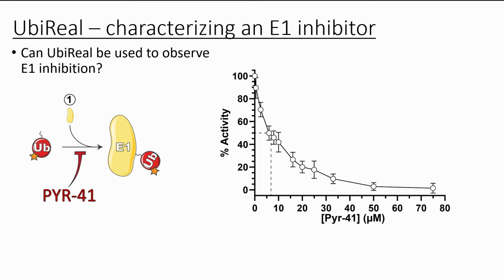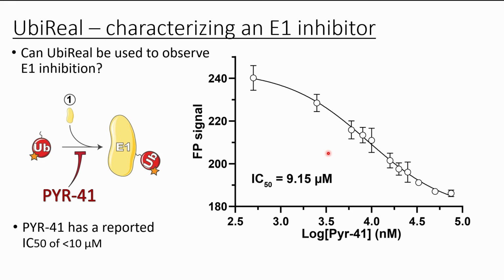And we were able to turn this into a nice IC50 plot right here, and calculate an IC50 value of 9.15 micromolar. Now this was actually pretty cool because it showed we could use UBReal to characterize one of these drugs, but it was also cool because PYR41 had previously reported a low resolution IC50 value of less than 10 micromolar, and this was done using a radioactive based gel. So already with our more elegant assay, we were able to calculate and characterize this drug a little bit better than as previously done.